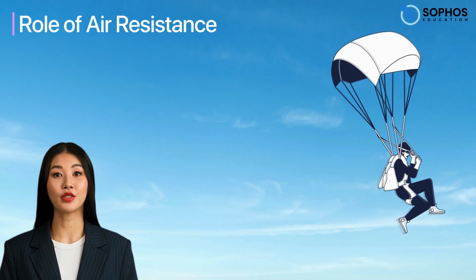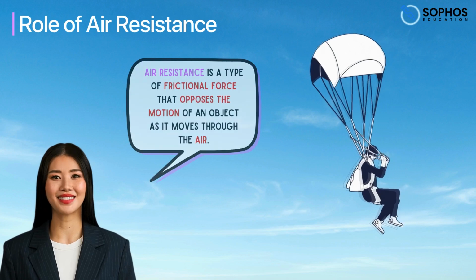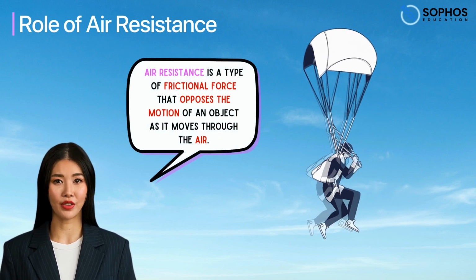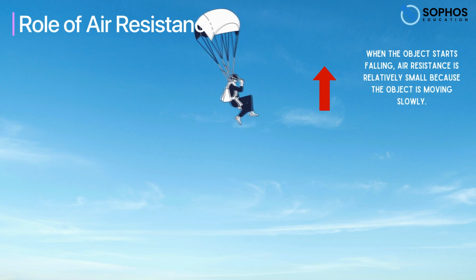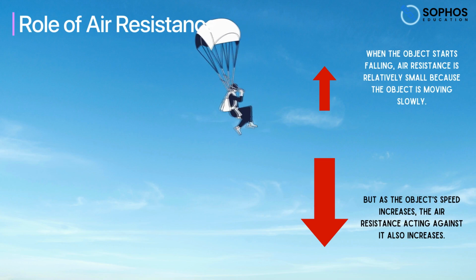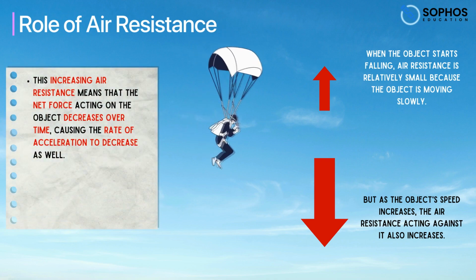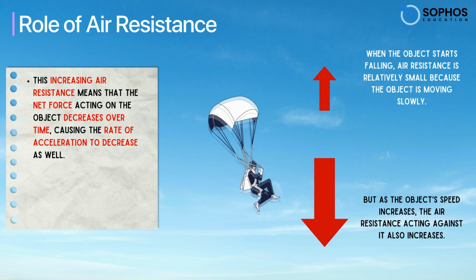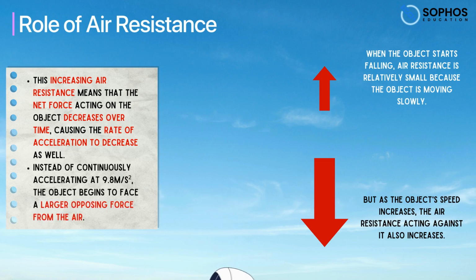However, in the real world, we do not drop objects in a vacuum, so we must consider the effect of air resistance. Air resistance is a type of frictional force that opposes the motion of an object as it moves through the air. When the object starts falling, air resistance is relatively small because the object is moving slowly. But as the object's speed increases, the air resistance acting against it also increases. This increasing air resistance means that the net force acting on the object decreases over time, causing the rate of acceleration to decrease as well. Instead of continuously accelerating at 9.8 meters per second squared, the object begins to face a larger opposing force from the air.